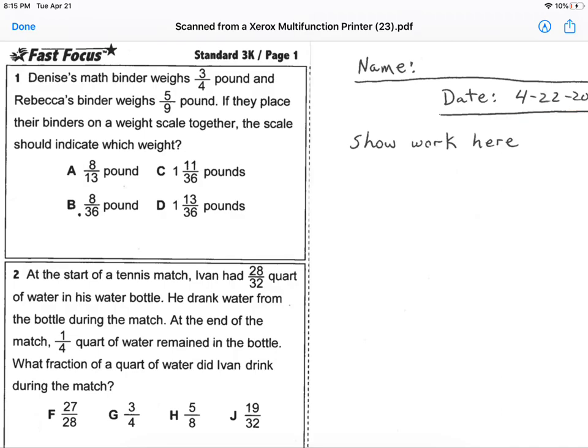All right, so number 1, Denise's math binder weighs 3/4 pounds, and Rebecca's binder weighs 5/9 pound. If they place their binders on a weight scale together, the scale should indicate which weight. So if they're putting it together, you're going to be adding. Okay.